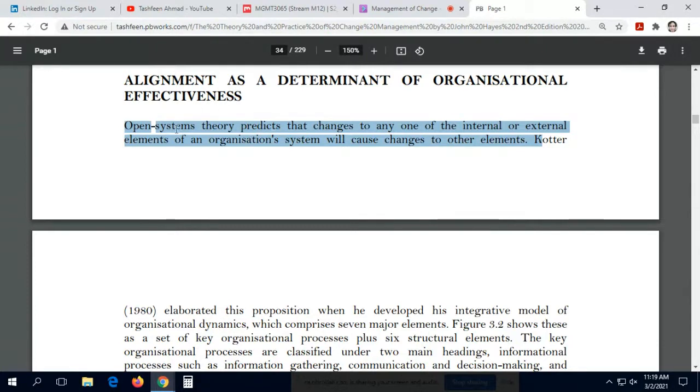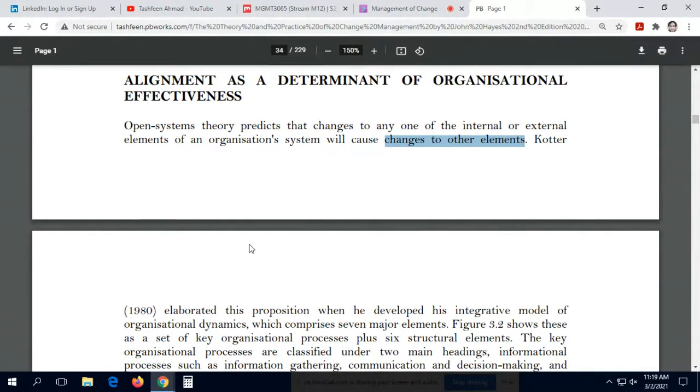So I was saying that please take a moment to reflect on this line. Open systems theory predicts that changes to any one of the internal or external elements, any internal element within the organization, or external element, the external environment, things happening in the society, with people, with government, things which are not within the domain of your organization, outside. All those external elements of an organization system will cause changes to other elements.